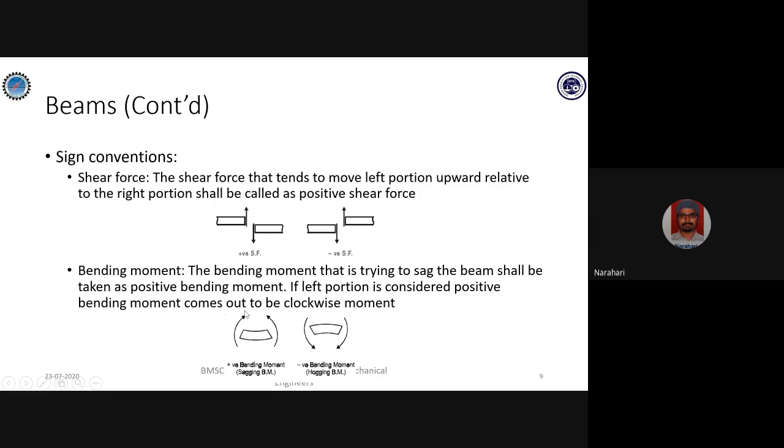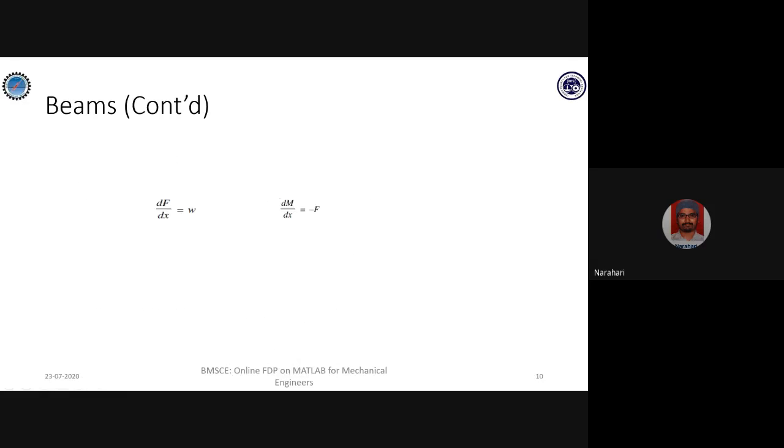So then sagging bending moment, when you take the left side of a particular cut portion, translates to clockwise. That is, clockwise bending moment is positive, and negative bending moment would be anti-clockwise on the left hand side of the cut portion. So these are the general conventions that are universally taken.